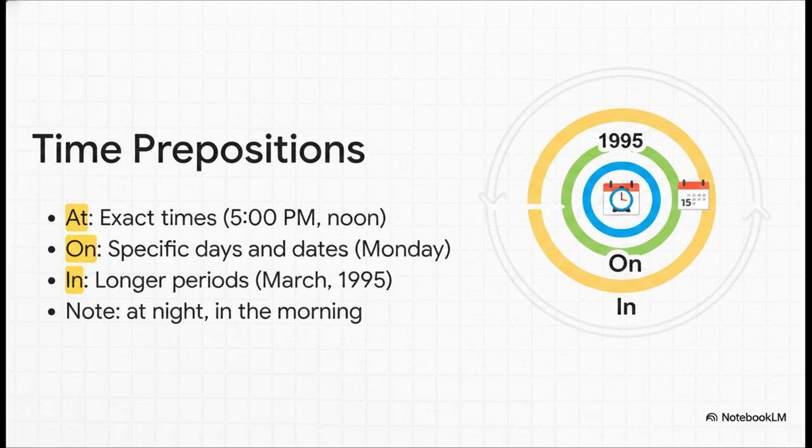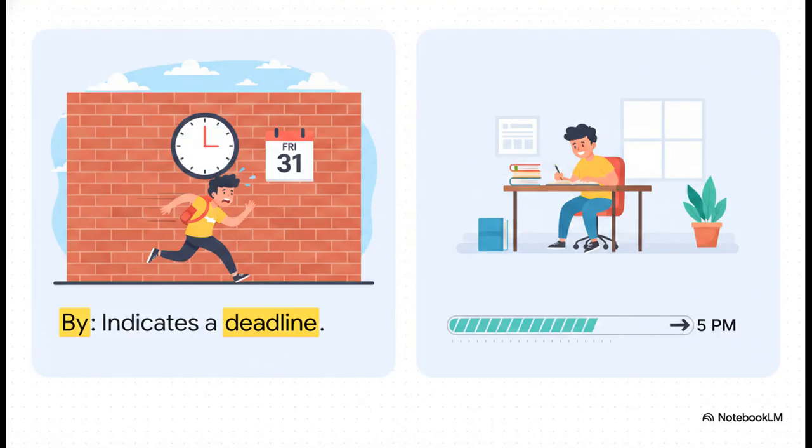Now, English is wonderfully quirky, so remember this vital exception, okay? We say at night, but we say in the morning or in the afternoon. It's weird, but you just gotta memorize that one. Moving on, we have a really common mix-up, by versus until. This is all about an absolute deadline versus a stretching, continuous action. So if your teacher says, finish this assignment by Friday, boom, that is a hard brick wall. The action has to be completely finished before Friday strikes.